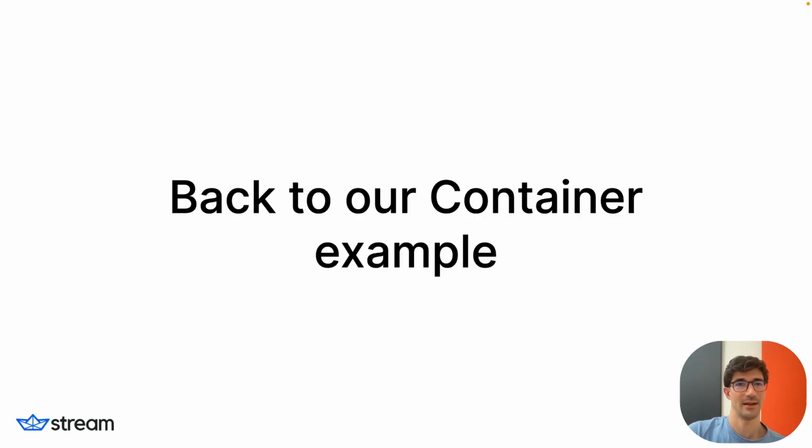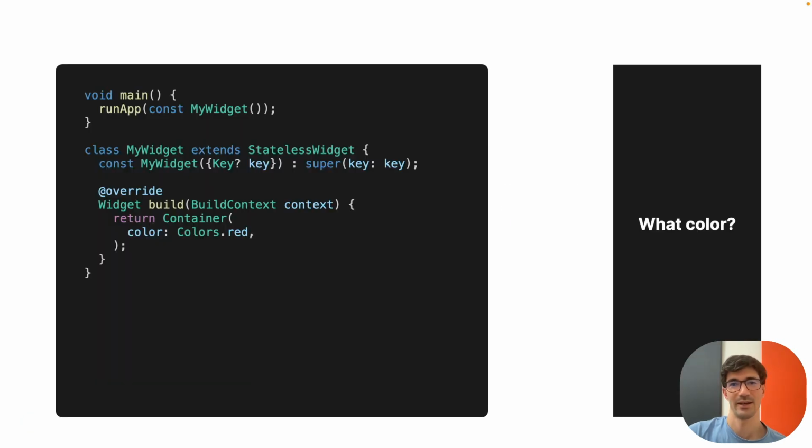Let's jump back to our well-known container example. Take a look at the following code. What do you think will be the output? What color do you expect? I will give you a few seconds to type it in the comment section.